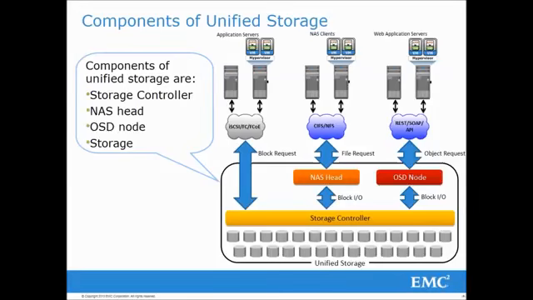A NAS head is a dedicated file server that provides file access to NAS clients. The NAS head is connected to the storage via the storage controller, typically using FC or FCoE connection. The system typically has 2 or more NAS heads for redundancy. The LUNs presented to the NAS head appear as physical disks. The NAS head configures the file systems on these disks, creates an NFS, CIFS, or a mixed share, and exports the share to the NAS clients.